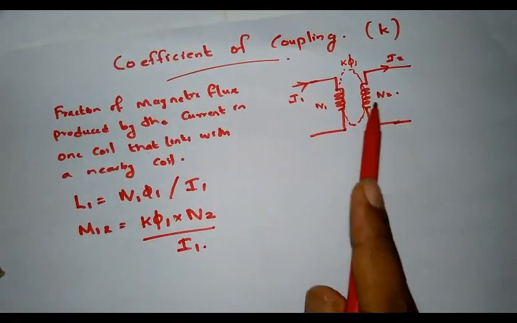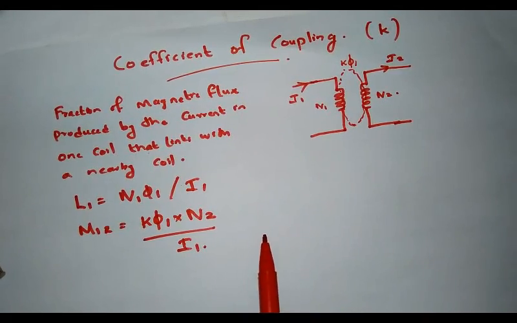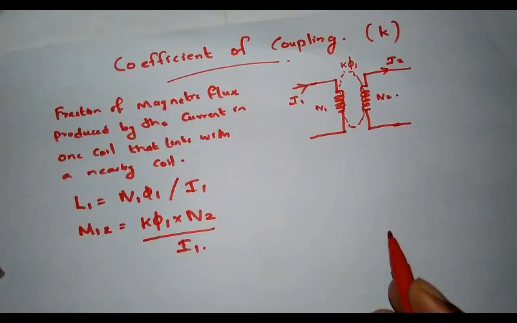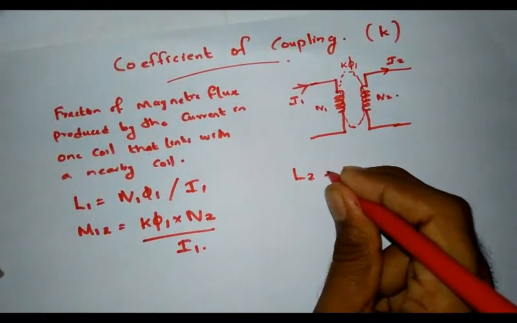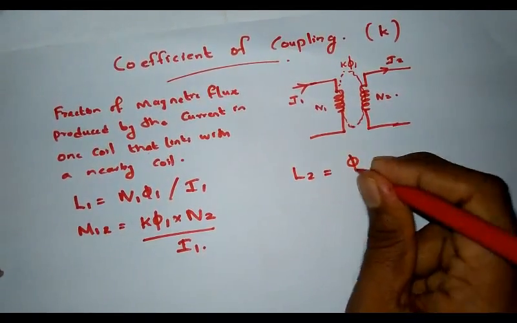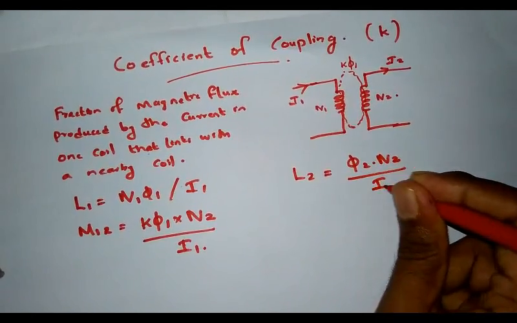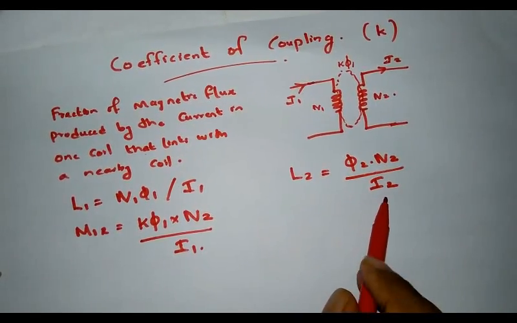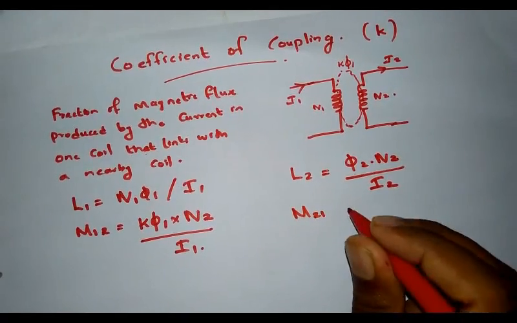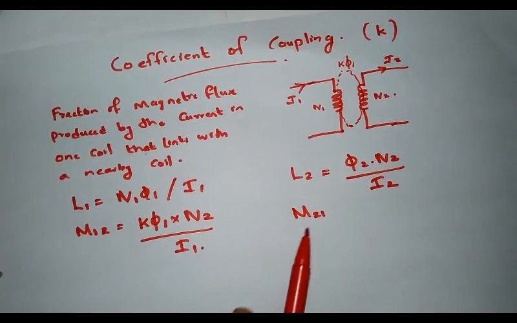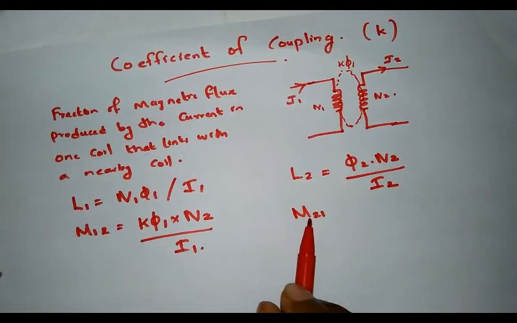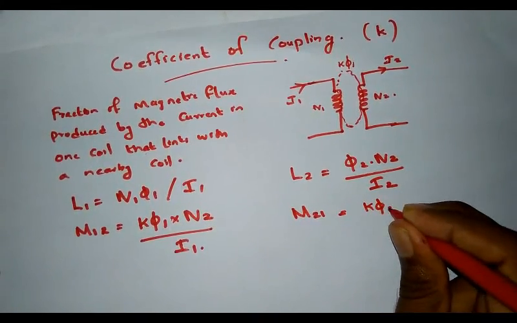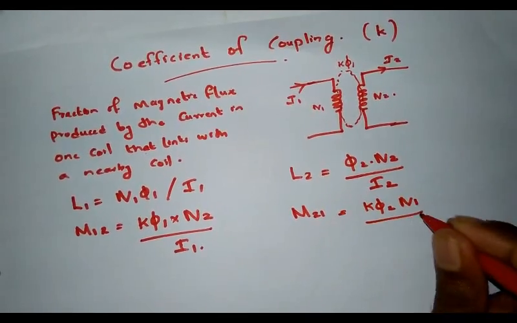As a result of the flux K phi1 linking with the second coil, we have a current I2 flowing in the second coil. Then we can represent the self-inductance and mutual inductance of the second coil. The self-inductance of the second coil, L2, is equal to phi2 times N2 divided by I2, where phi2 is the flux that links with the second coil, N2 is the number of turns of the second coil, and I2 is the current flowing through it. Also, the mutual inductance of the second coil with respect to the first coil is equal to K times phi2 times N1 divided by I2.